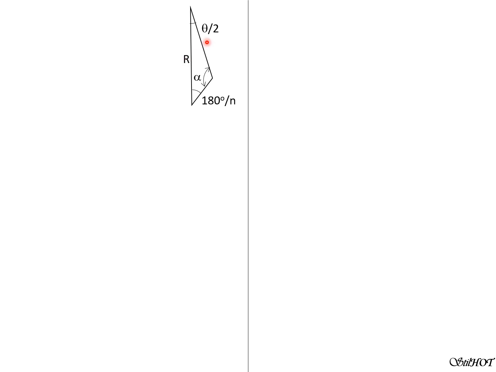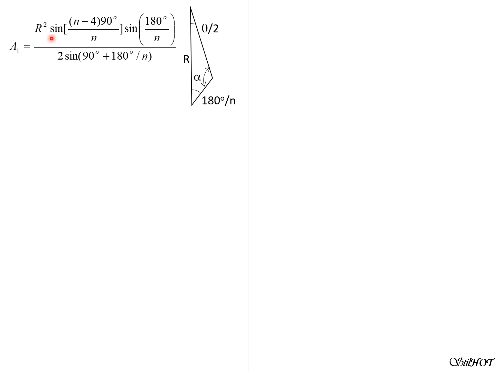Then sine of the product of sine of that angle times sine of this angle, divided by 2 sine of alpha. So the area is r squared sine of theta over 2, which is n minus 4 times 90 degrees over n. That is theta over 2, then sine of 180 degrees over n, divided by 2 sine of alpha, and alpha is 90 degrees plus 180 degrees over n.